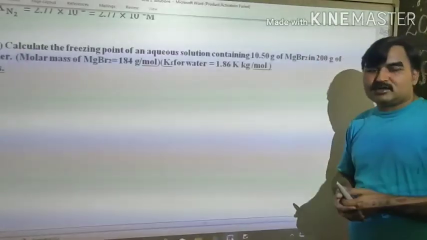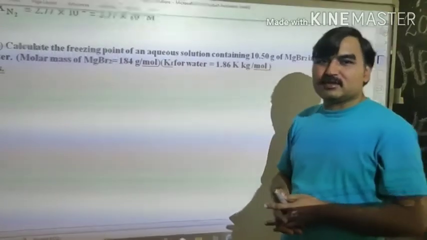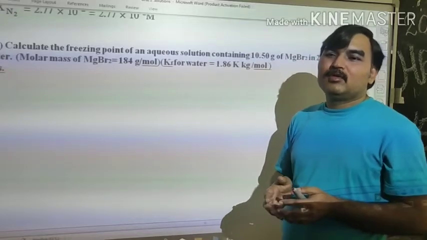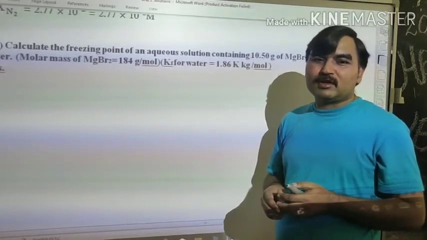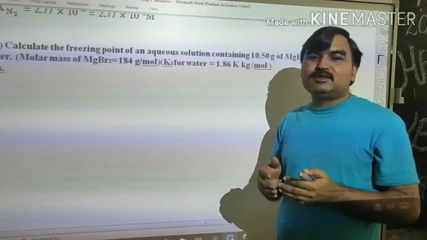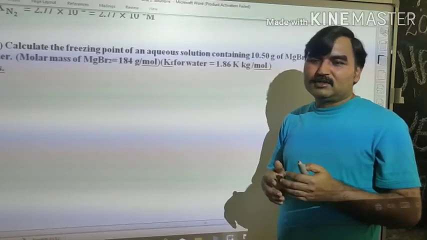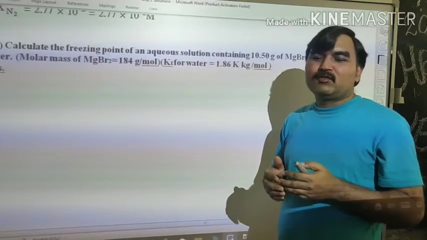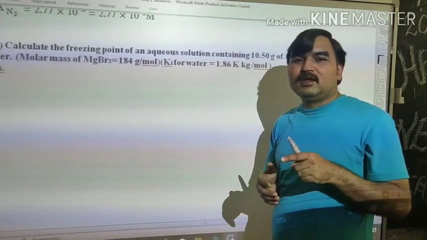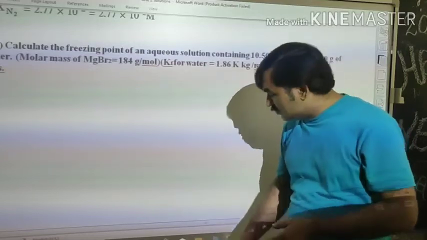MgBr2 is an electrolyte, and you are not given the van 't Hoff factor here. So when you are given a salt, but you are not given the van 't Hoff factor, then we have to assume that the solute is 100% ionized. And if it is 100% ionized, then the van 't Hoff factor i will be equal to the number of particles in which one molecule is dissociated.